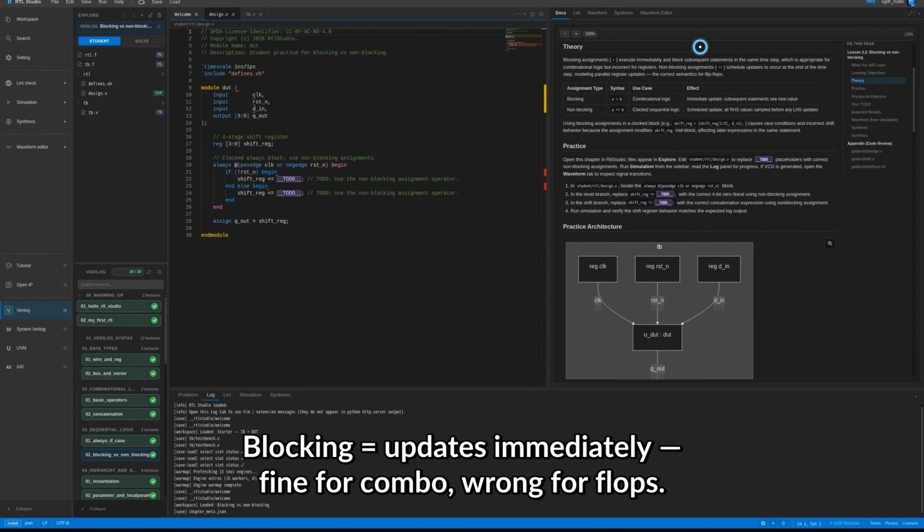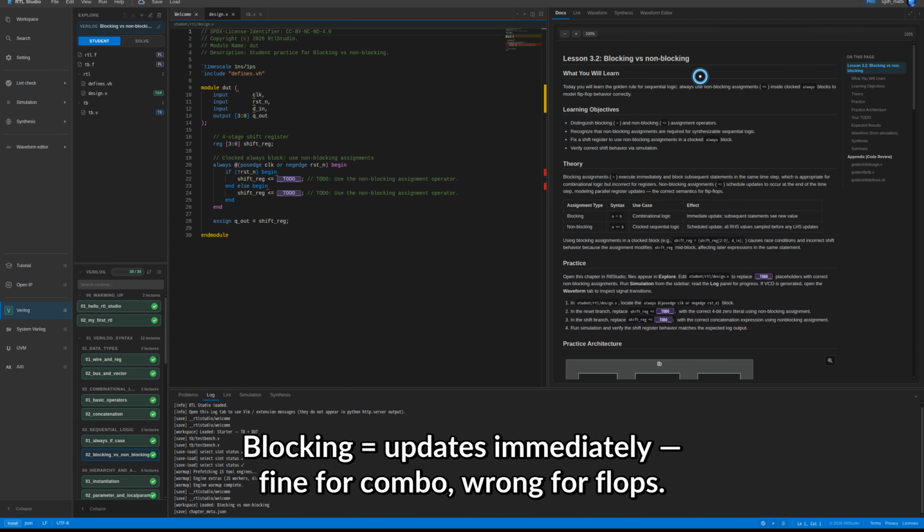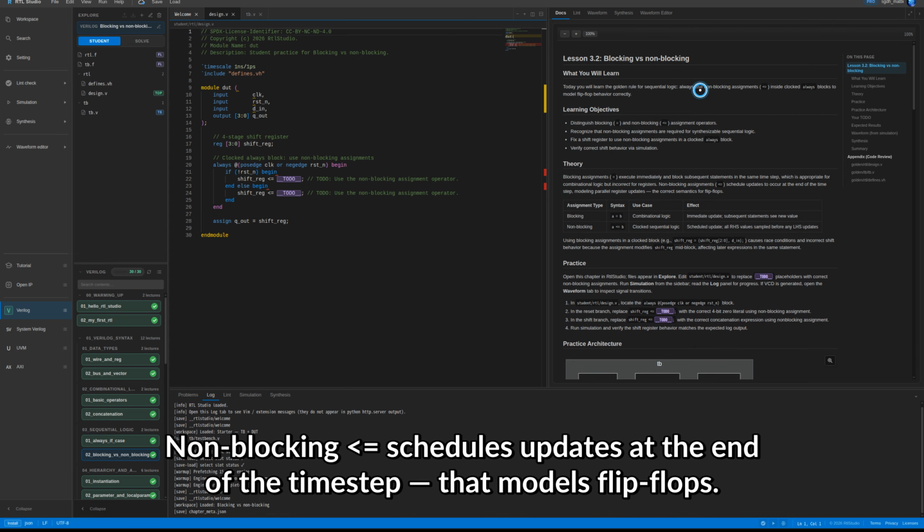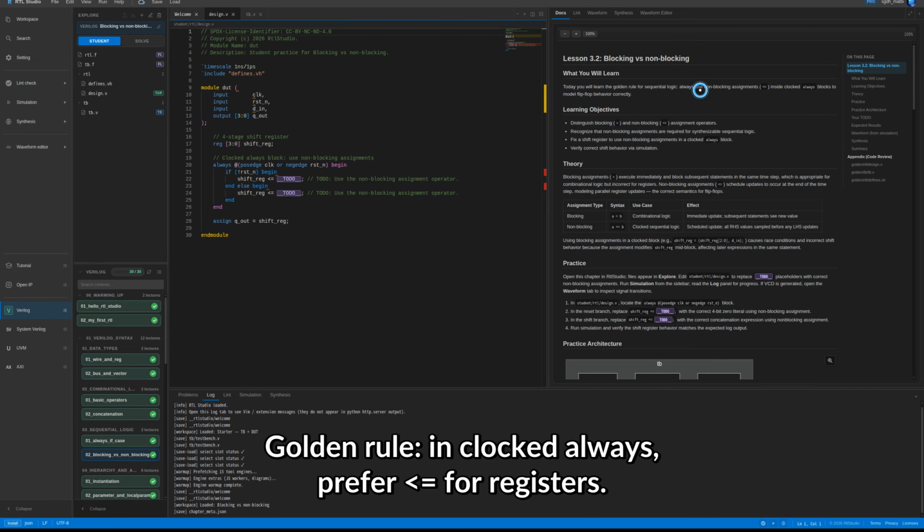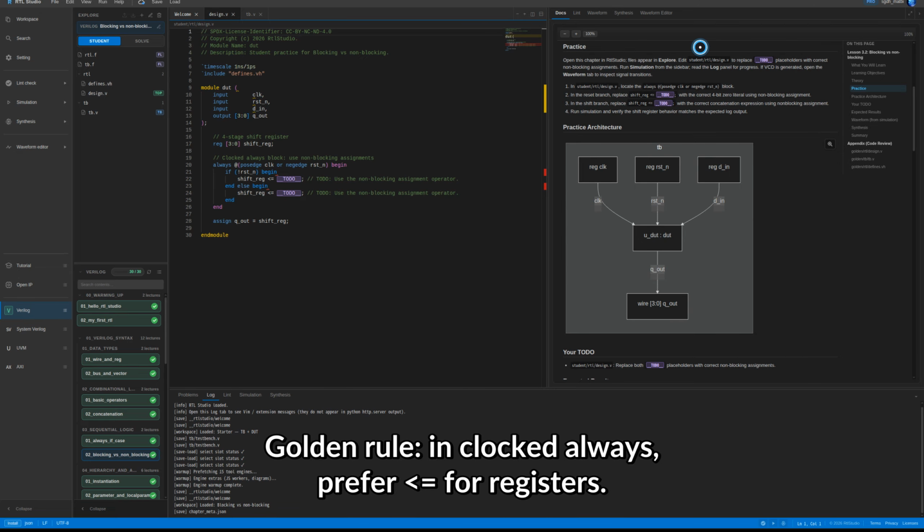Blocking = updates immediately, fine for combinational logic, wrong for flops. Non-blocking <= schedules updates at the end of the time step. That models flip-flops. Golden rule: in a clocked always block, prefer <= for registers.